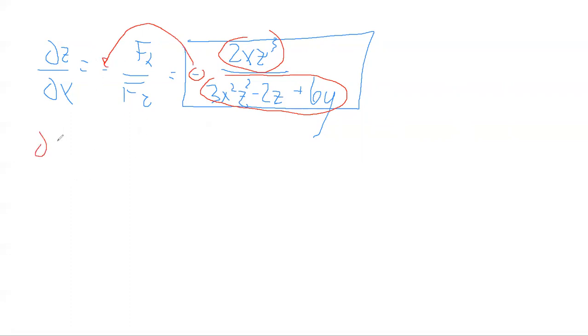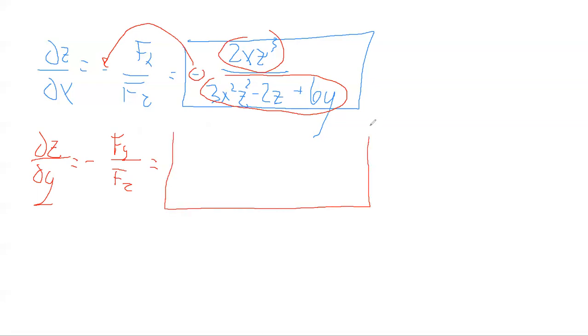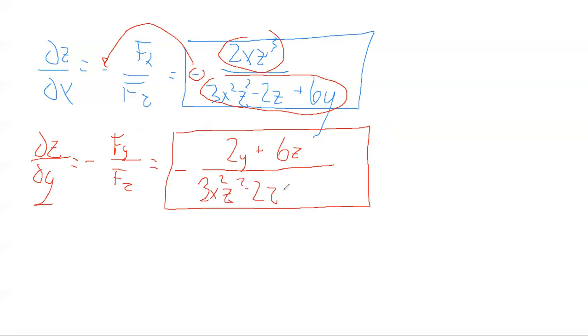All right, now let's do y this time. Partial derivative of z with respect to y. It's just going to be negative f of y over f of z. I'm going to try to get the second one out as soon as possible too, so y'all can not feel lost about this exam, you know? So this is going to be negative, and your f of y value is 2y plus 6z over 3x squared z squared minus 2z plus 6y. Is that the answer? Yes, it is. So there you have it.